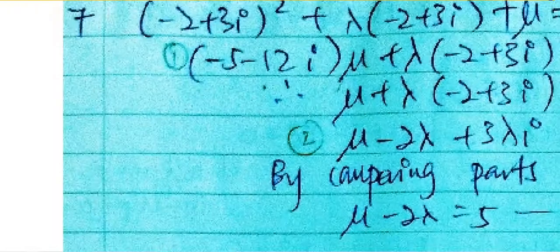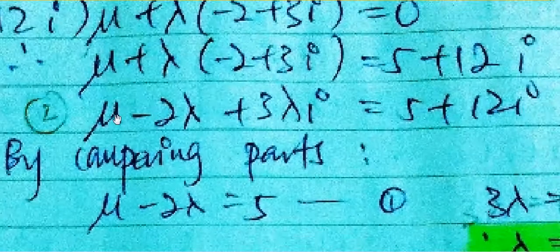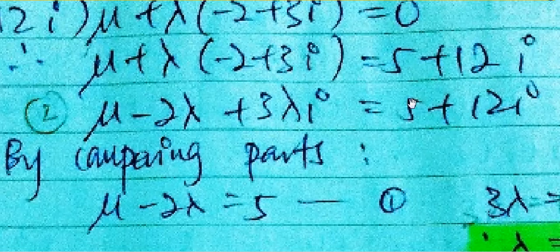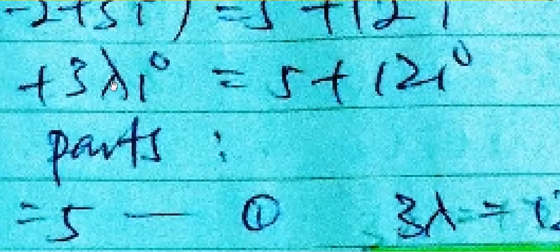Then you compare the parts. The real part on the left hand side must equate to the real part on the right hand side, meaning to say mu minus 2 lambda must equal 5, and 3 lambda must equate to 12. Since 3 lambda equates to 12, lambda equals 4, and mu equals 13.